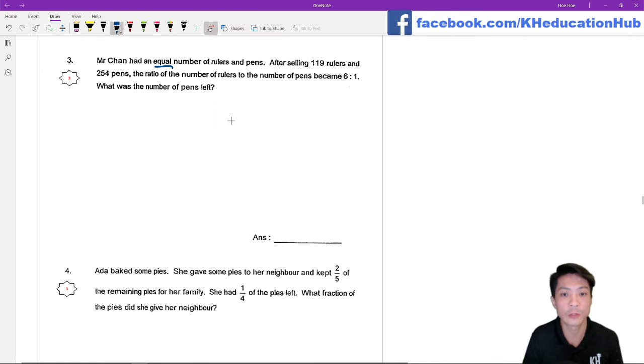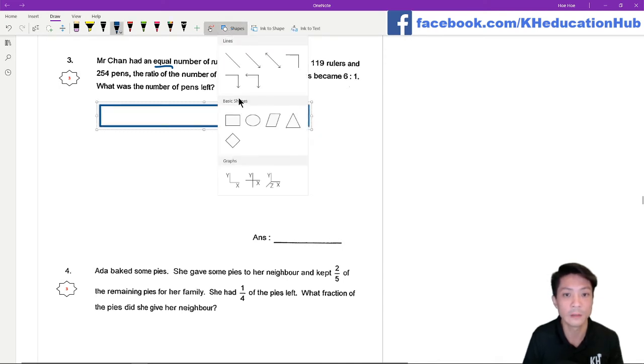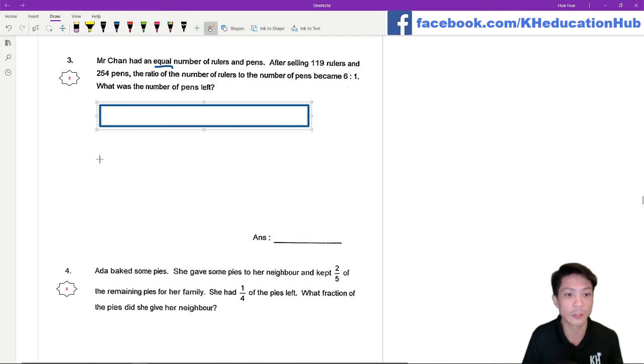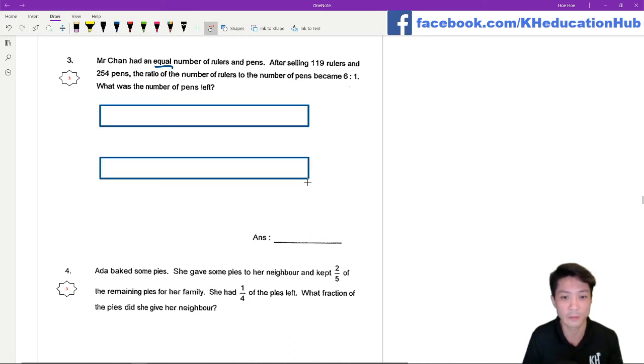For this question, I'm going to draw a model. Over here, which represents the number of rulers. And I'm going to draw another block which represents the number of pens. So this will be ruler. This will be pen. So after selling 119 and 254, the ratio becomes 6:1. So I'm going to cut the 6:1 first. Number of rulers, so I'm going to cut this into 6 parts.